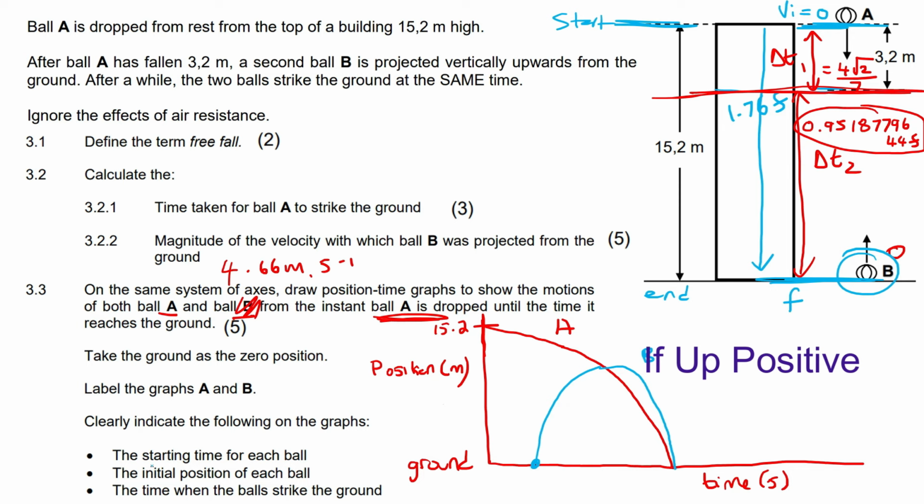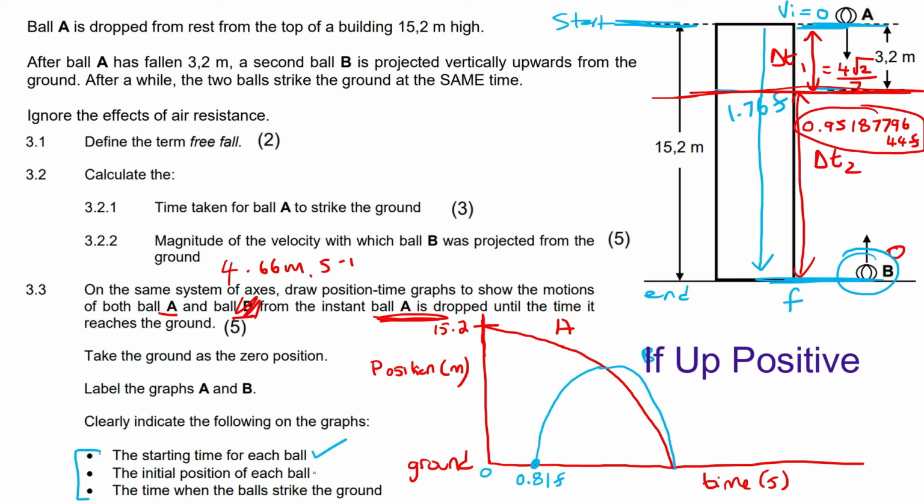Now, let's see that we've added all the correct things. It says, clearly indicate the following. The starting time for each ball. So this will be 0 seconds for this one. And then this one, when did this one start? Where did we work that part out? Oh, yes. That was at this time over here. Let's just quickly type that in our calculator to get a nicer number. 0.808. So let's just put that as 0.81 seconds.